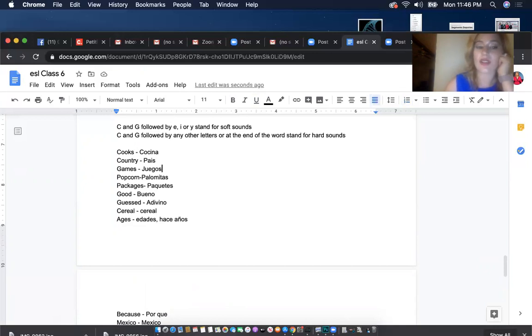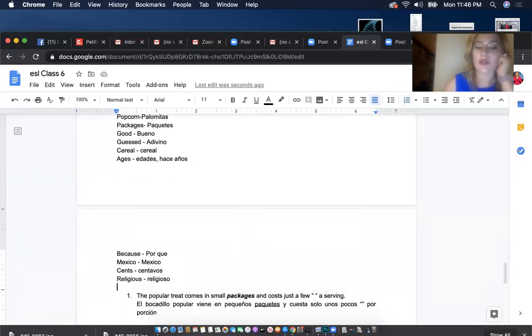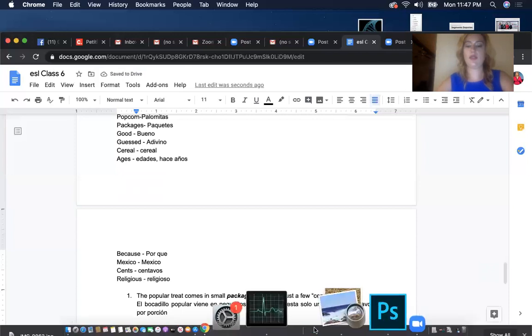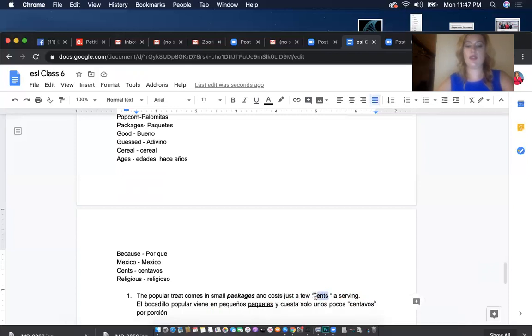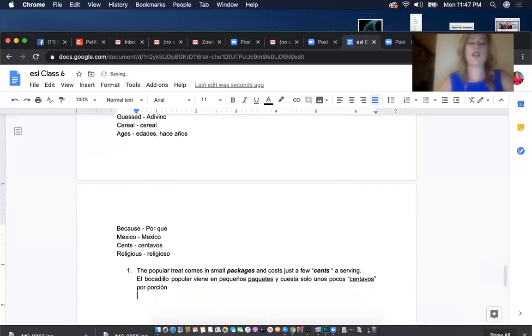Como está hablando de costo, pues la palabra sería cents, que es centavos. So it says, the popular treat comes in small packages and costs just a few cents a serving. So el bocadillo popular viene en pequeños paquetes y cuesta solo unos pocos centavos por porción. Now we go to number 2.